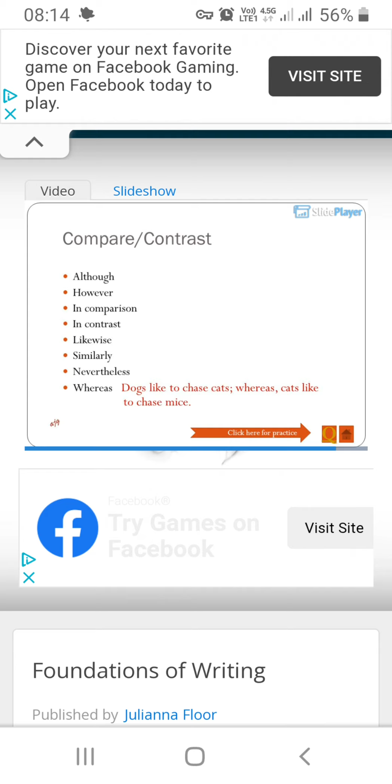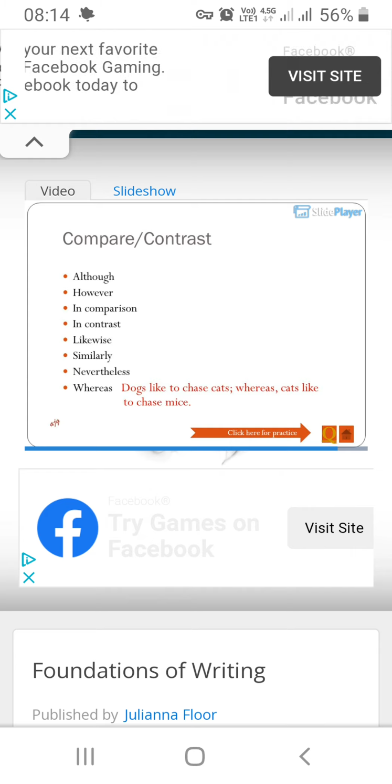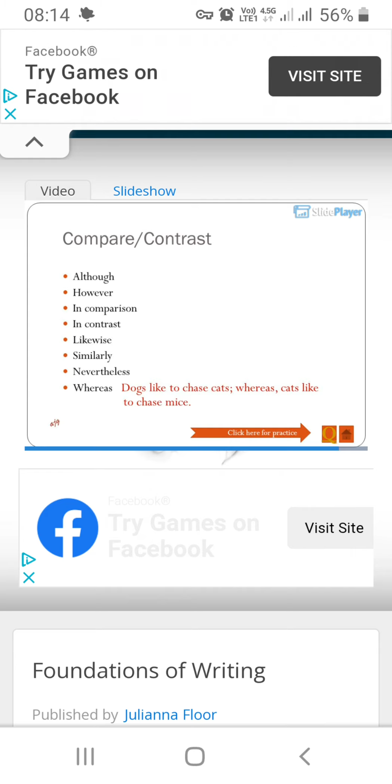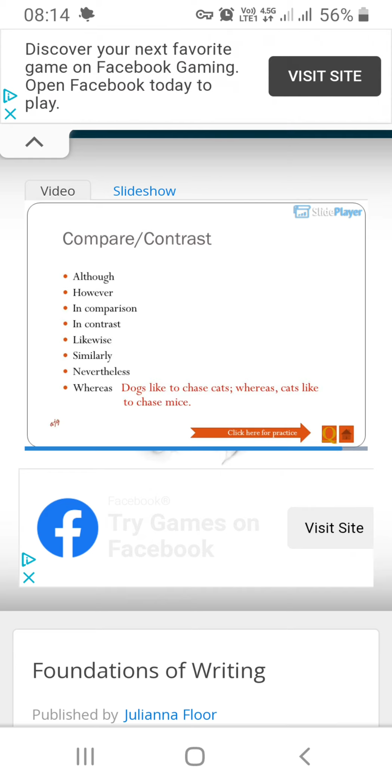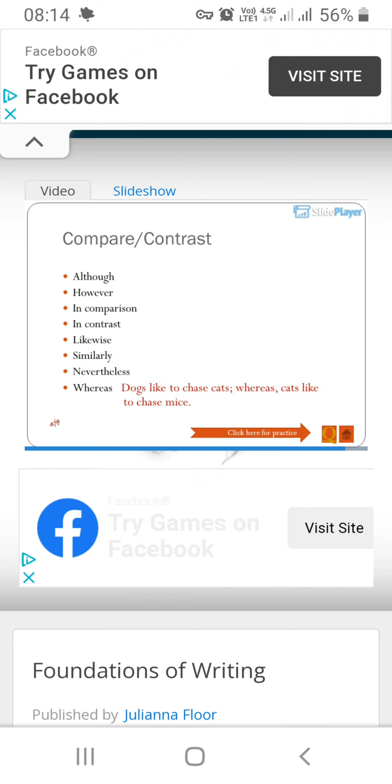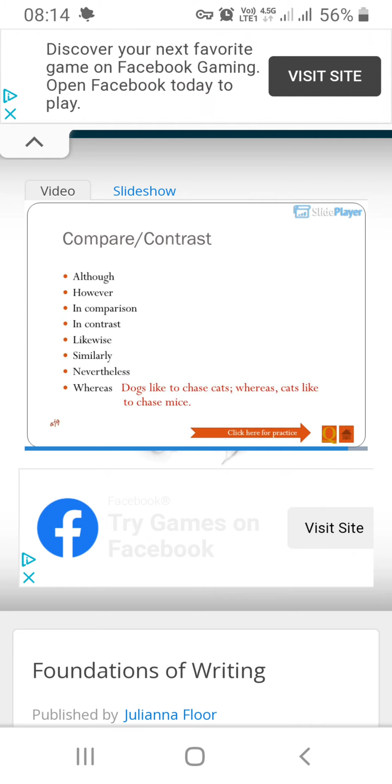Compare and contrast: although, however, in comparison, in contrast, likewise, similarly, nevertheless, whereas. Dogs like to chase cats, whereas cats like to chase mice. Click here for practice.